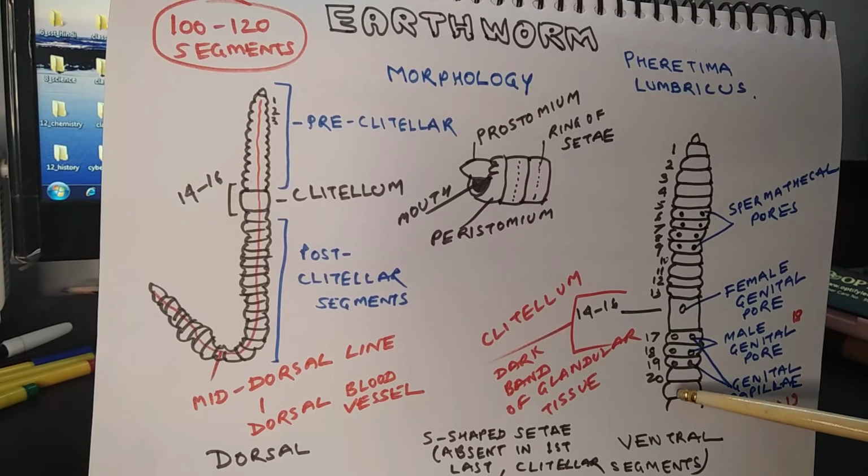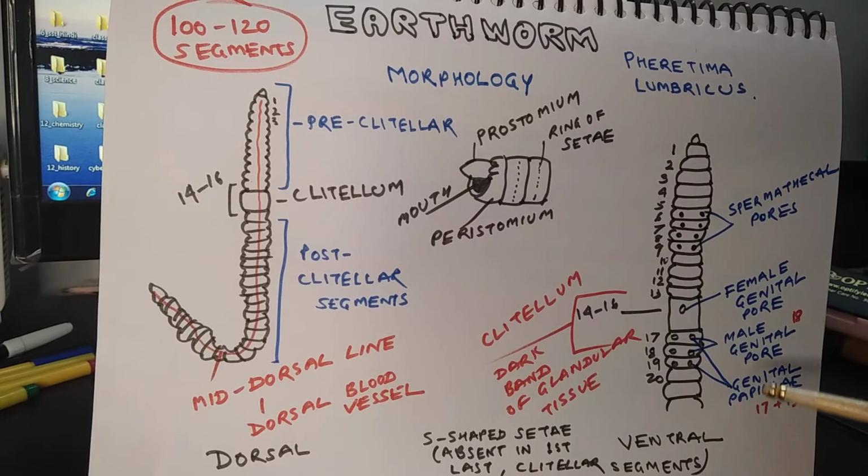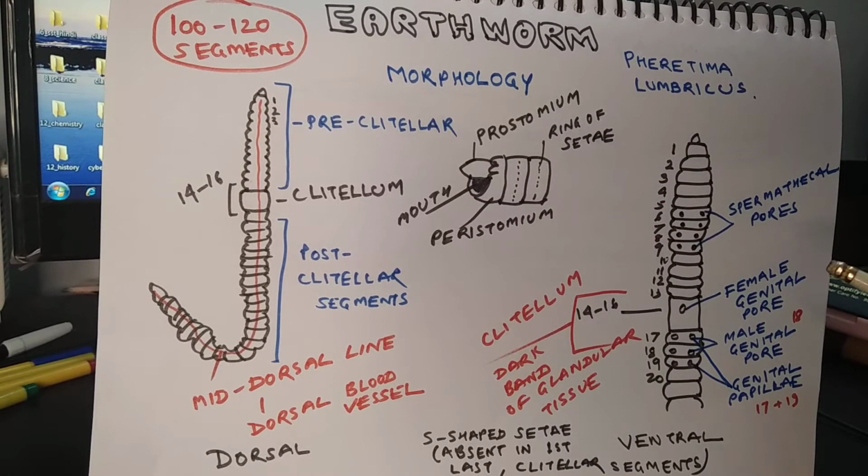In the 17th and 19th segment, there are pairs of genital papillae. These papillae help in copulation. With the help of these papillae, the earthworm grabs another earthworm.